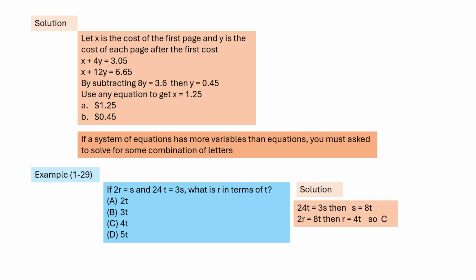Use the given 24t equals 3s. You can divide by 3, so s equals 8t. So replace s in the first equation and put in 8t. So 2r equals 8t. Then divide by 2, so r equals 4t. So the answer is C.